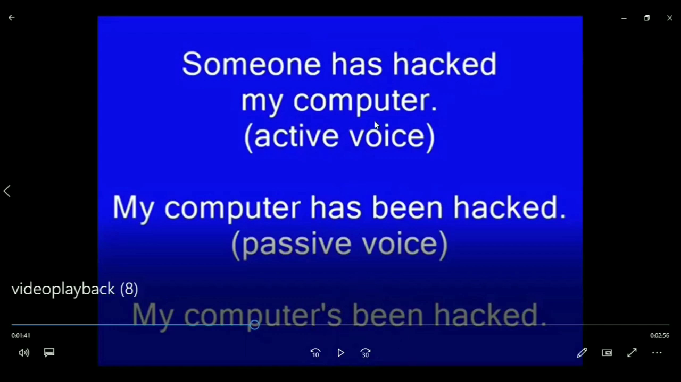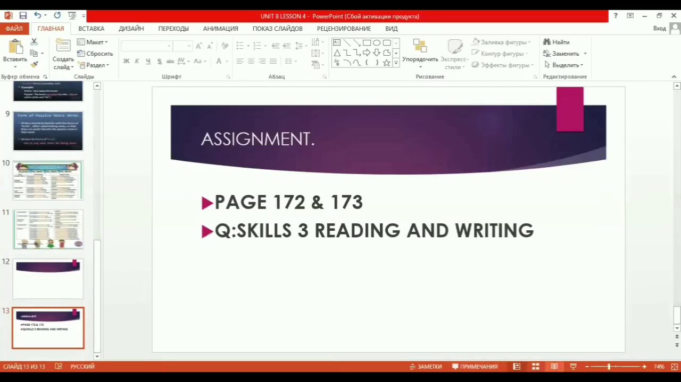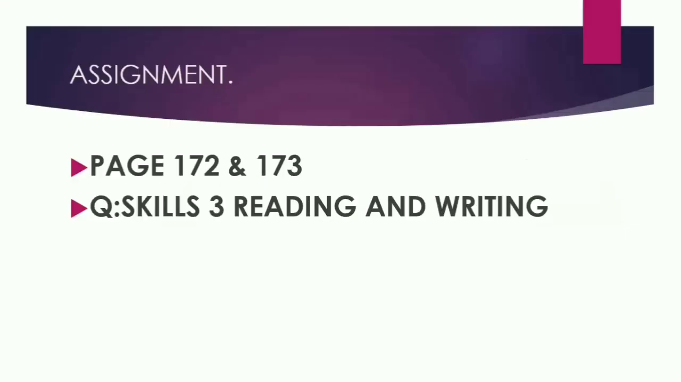Okay, now I want to assign you homework to practice more. If you go to Key Skills 3, reading and writing part, pages 172 and 173, there are 2 more exercises. It will be your assignment. Please practice there. Before practicing, I would like you to download the Aloha Passive Voice chart from Google, and it will be easy for you to do your homework. See you next lesson.